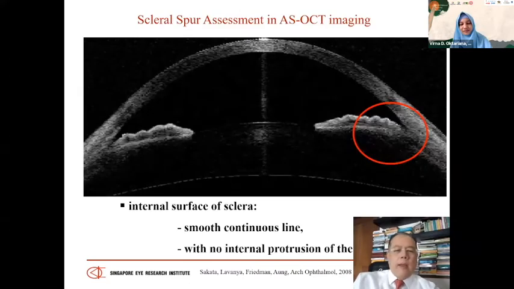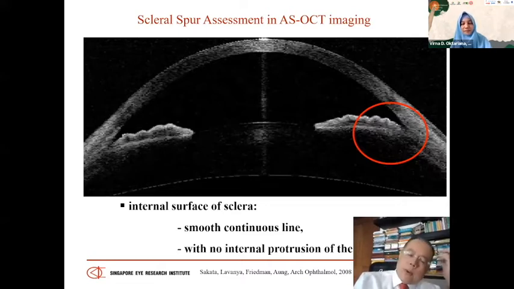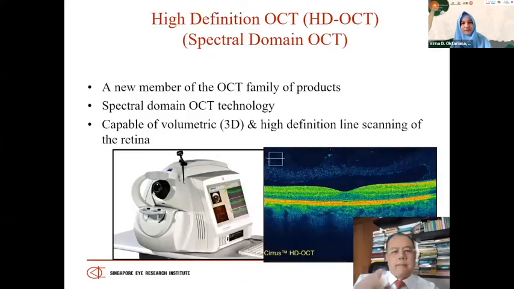Here's an example where there's no obvious change in curvature between the cornea and sclera. So you don't know where the scleral spur lies. It could lie here, here, here, and depending on where it lies, the diagnosis of angle closure or open angle can differ. Now we move on to spectral domain OCT or high definition OCT.